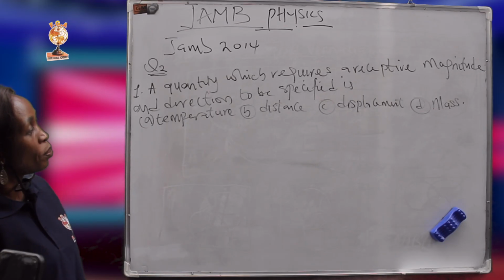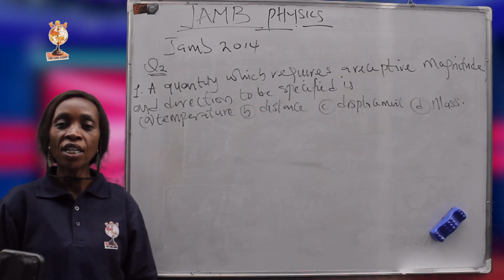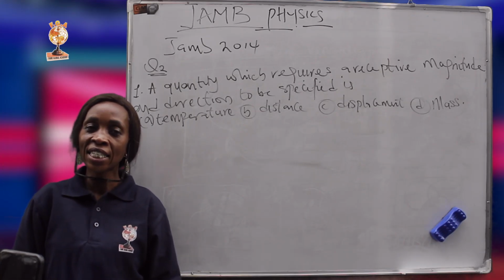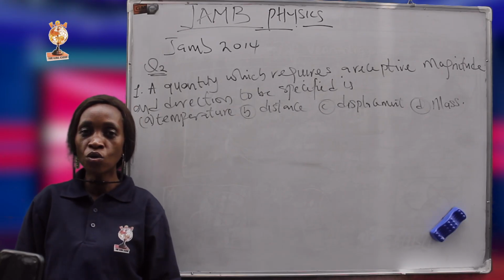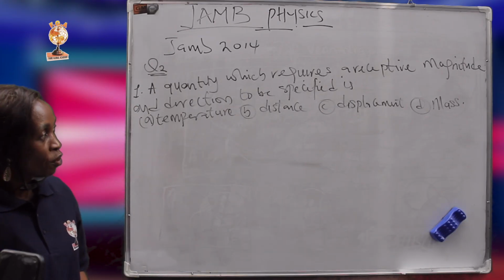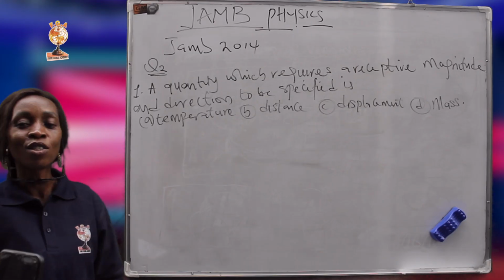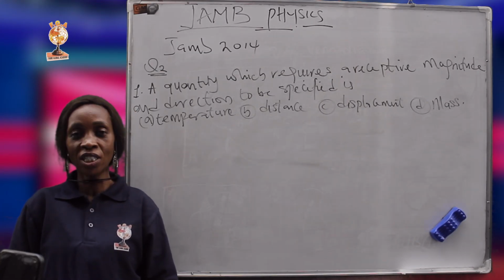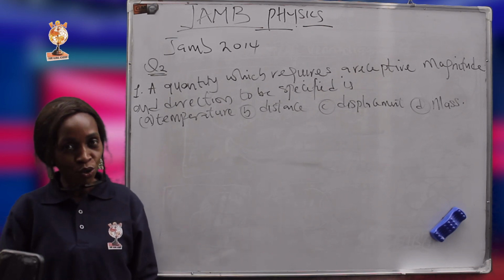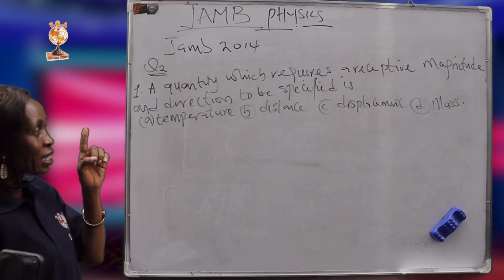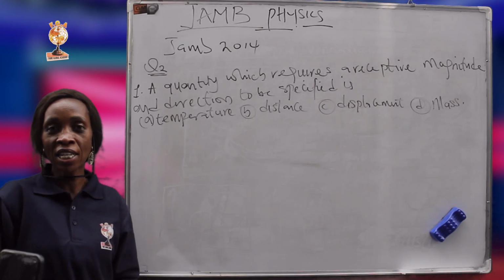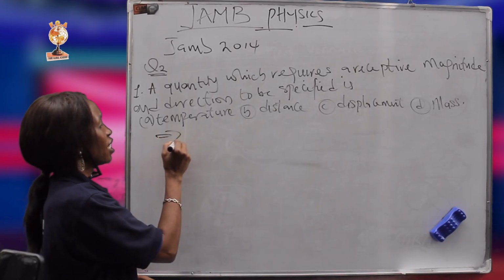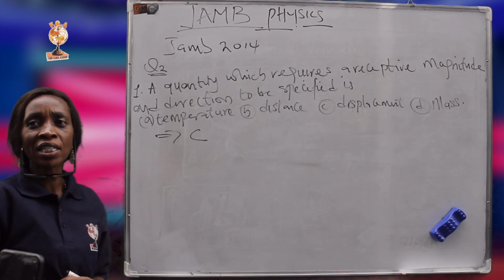If you are choosing B, also B is wrong. B is a scalar quantity. It has magnitude but no direction. If you have chosen D, D is also wrong. D is a scalar quantity. It has mass but no direction. Now, displacement is the correct answer. So the answer is C. C is the correct answer.